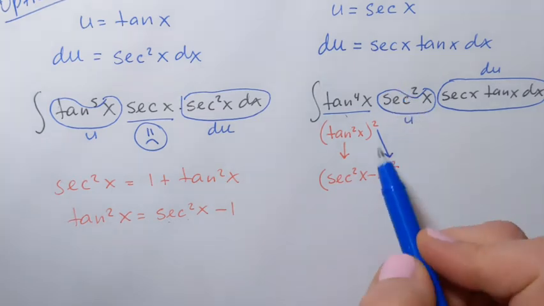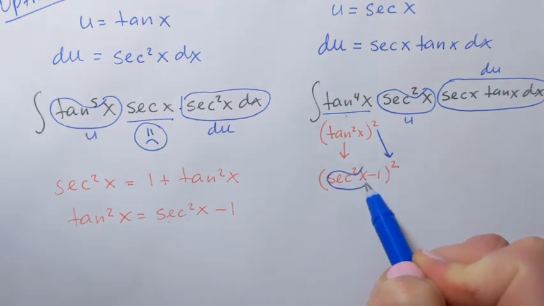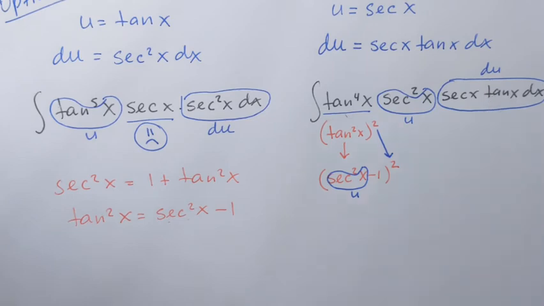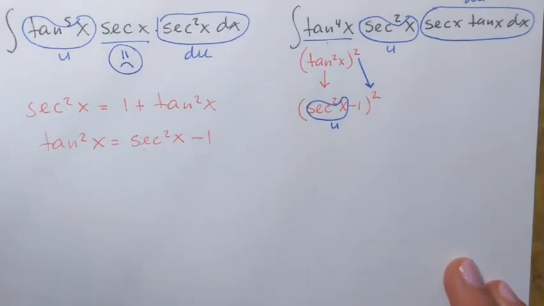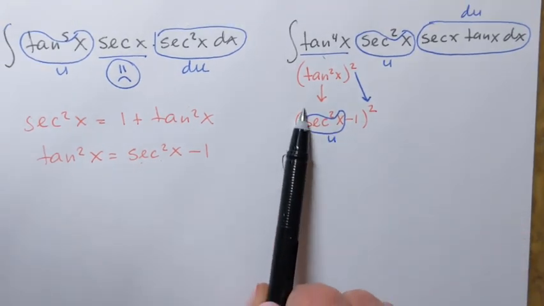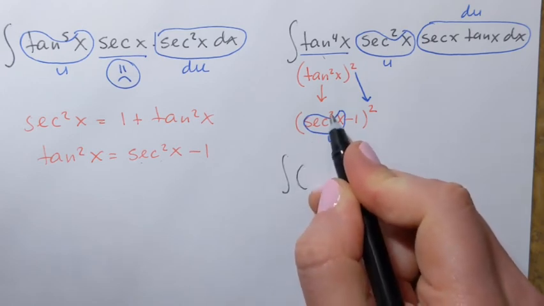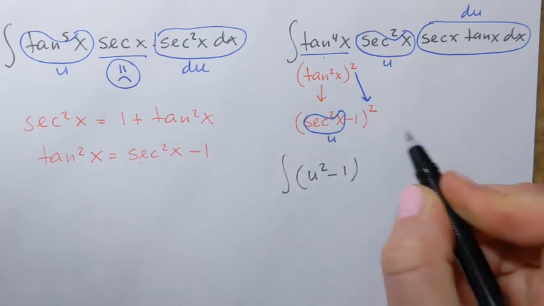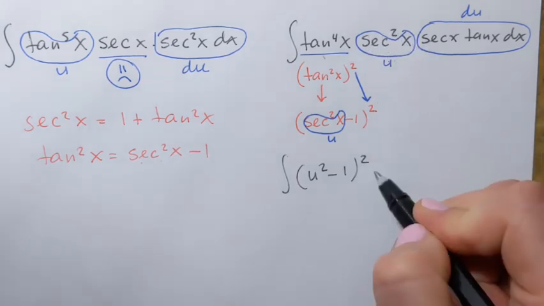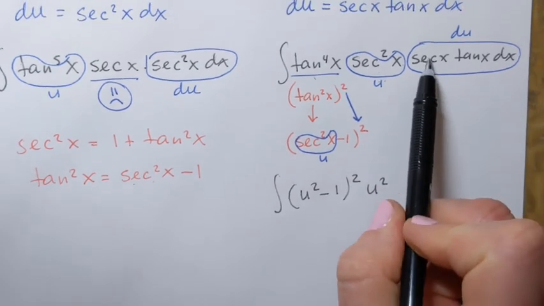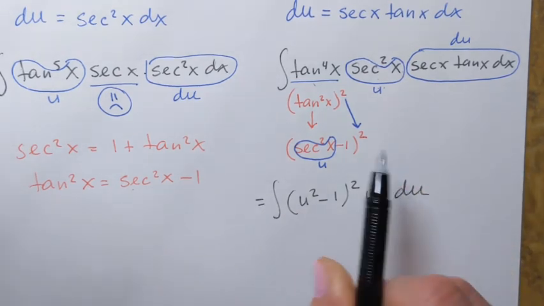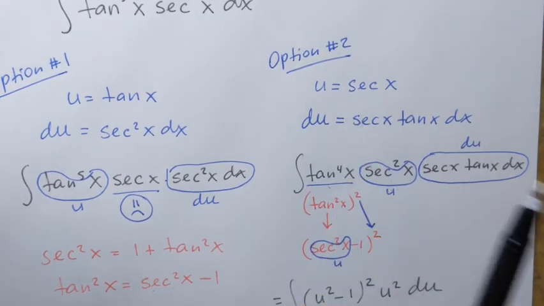Now I'll put this all together. Oh, and by the way, here's u, right? That's going to be u. Now I have everything in terms of u. That's how my integral is going to look. It's going to be the integral of u squared minus 1, squared outside. Secant is u, but since secant is squared, it's going to be u squared. And then all that is du. Perfect. So that means that the second option did work.